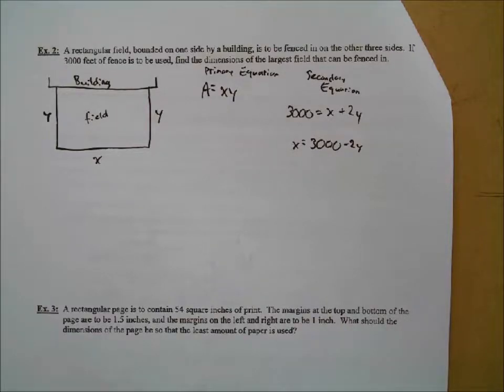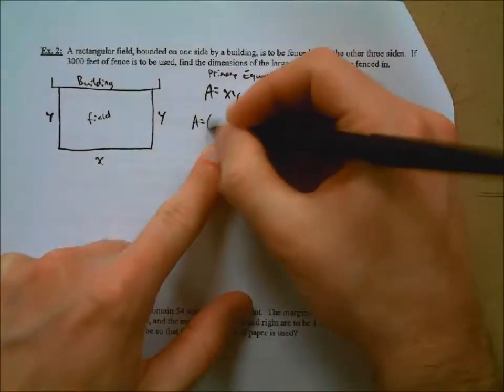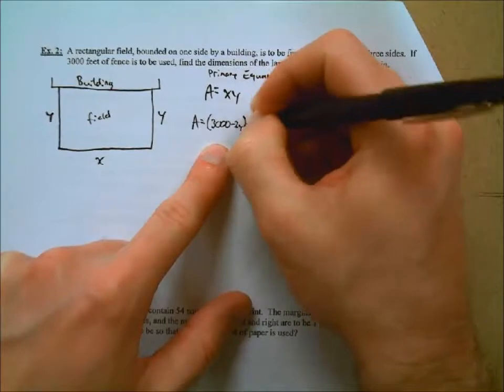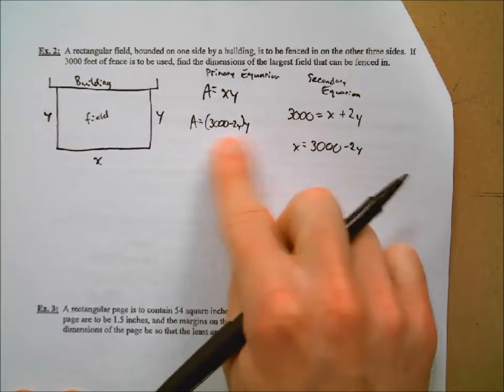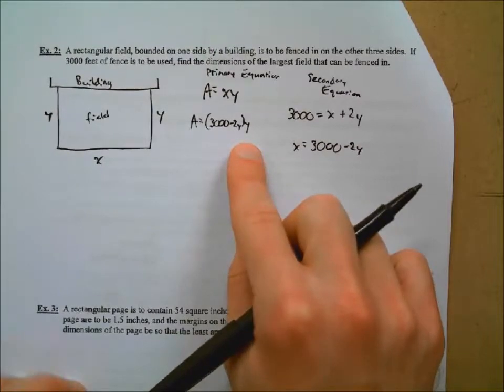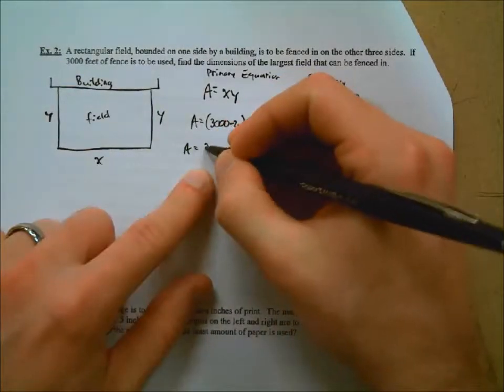Okay. So then we'll replace the area formula here. We'll replace that with 3,000 minus 2y times y. Should I go ahead and take the derivative at this point? No, you can, but why make it harder? Let's go ahead and distribute that y first, so we don't have to do the product rule.